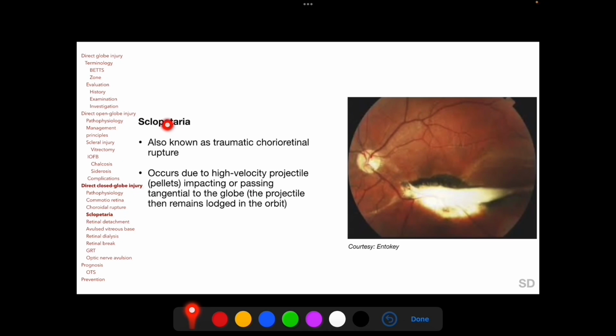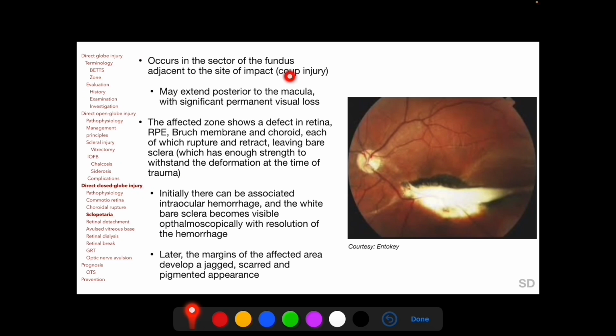Sclopetaria is also known as traumatic chorioretinal rupture, in which both the choroid and retina rupture at the same time due to the trauma. It occurs due to trauma with high velocity projectiles either impacting the globe or passing tangential to the globe and remaining lodged within the orbit. Sclopetaria is a coup injury that occurs in the sector of the fundus adjacent to the site of impact, but the rupture may extend posteriorly towards the macula with significant permanent visual loss.